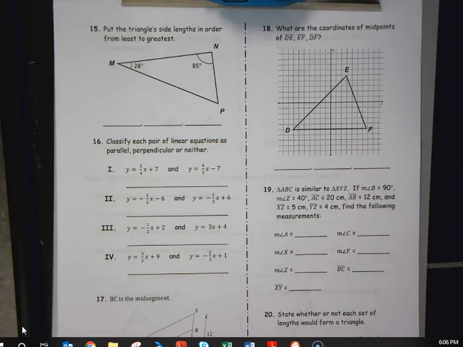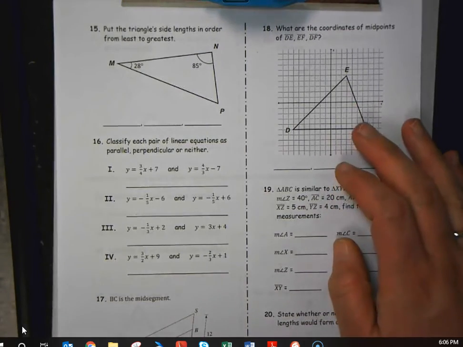Okay, now moving on. It says number 15, put the triangle side lengths in order from least to greatest. What we need to do here is remember that our side lengths are opposite the angles. So the biggest angle is opposite the largest side, and the smallest side is opposite the smallest angle. So we need to figure out what our third angle, angle P, is first.